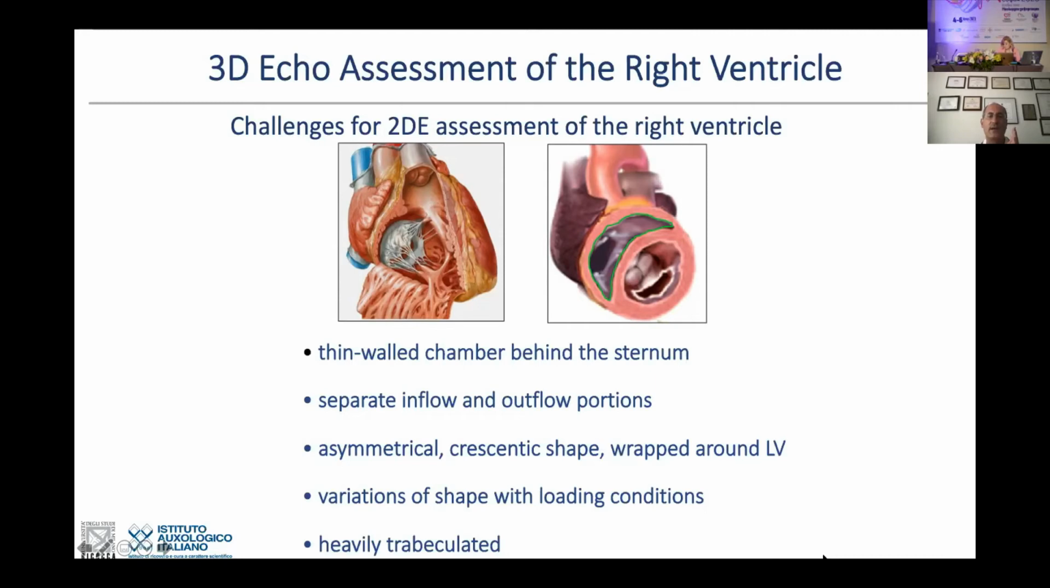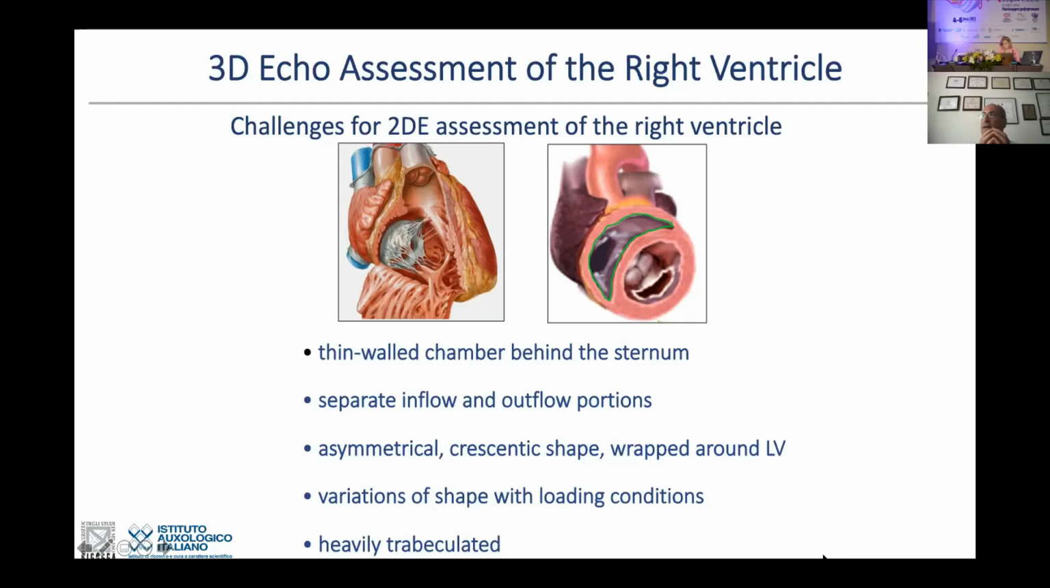The shape is quite weird, asymmetrical. If you look at it from the front view, it is triangular. If you look at it in the transversal view, it is crescentic, wrapped around the left ventricle. But what is important is that this shape cannot resemble any known geometrical figure.